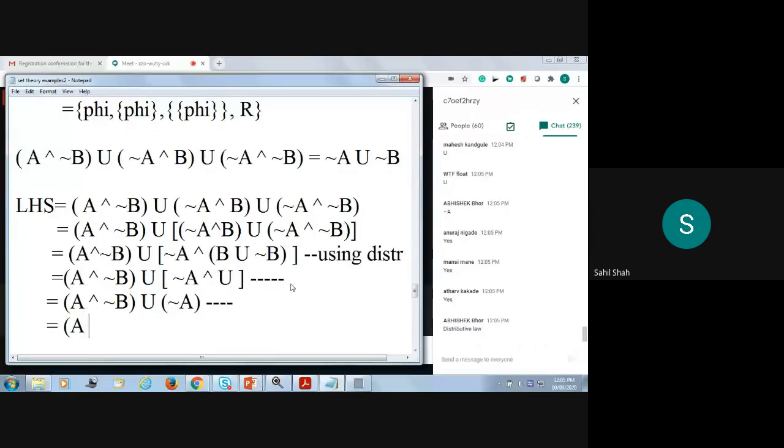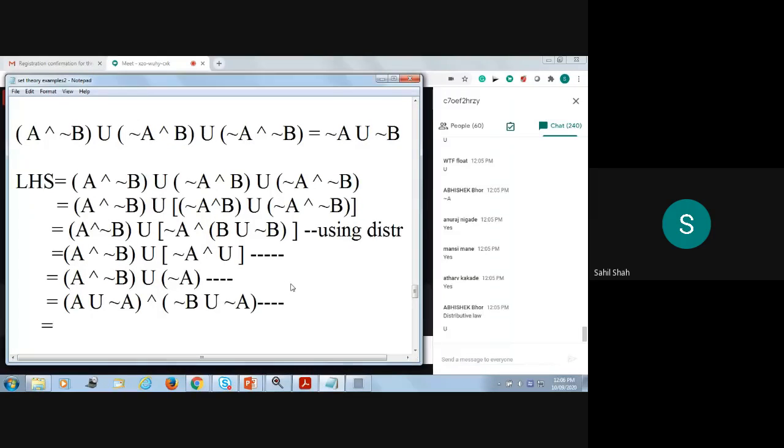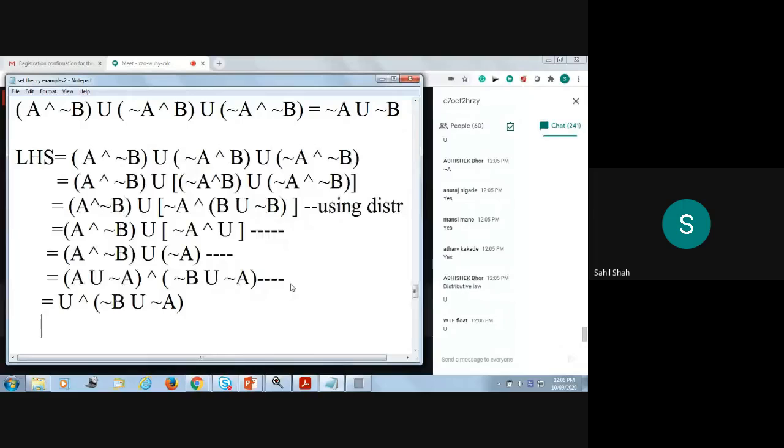This A union A bar intersection comes outside. Again, I am making use of the distributive law. B bar union A bar. Again, using the distributive law: union is inside, intersection is outside. Fine. This is for the equal to. What is A union A bar? U. Okay. Intersection. What is B bar union A bar? I do not know because I don't know the values of A and B. I will keep it as it is. Further to this, what is universal set U intersection B bar union A bar?